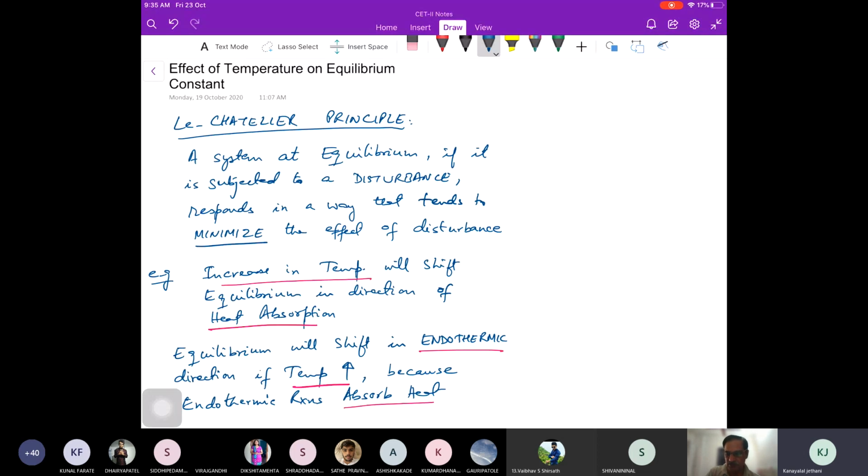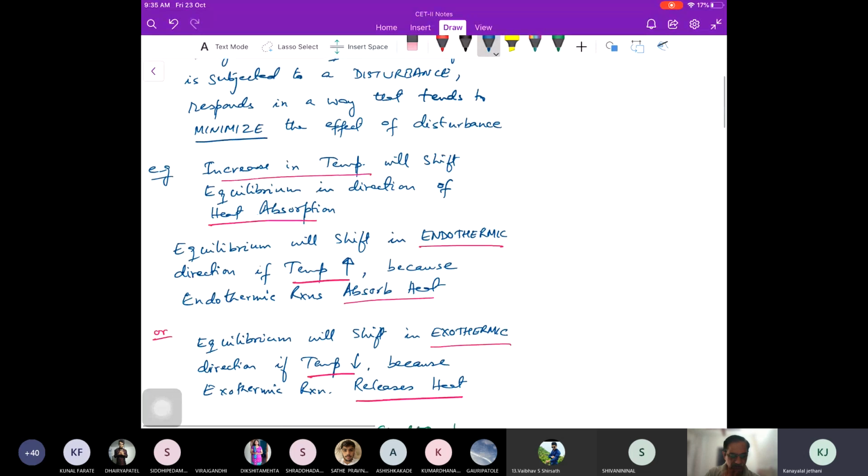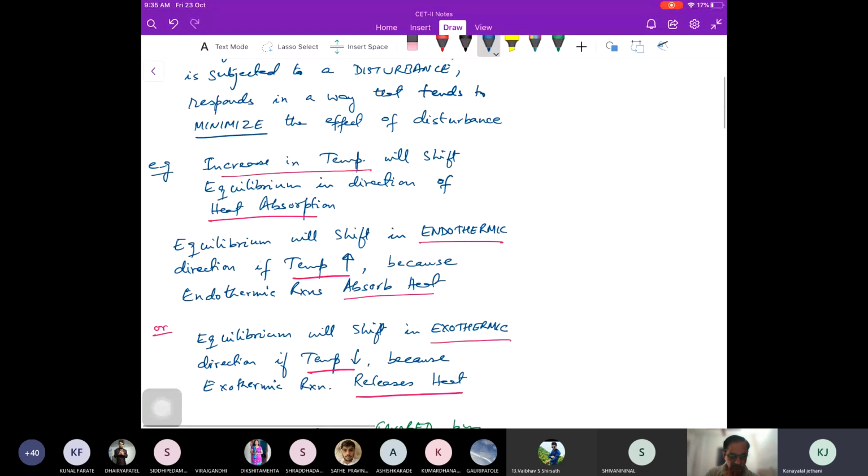Endothermic reaction is the opposite of exothermic, right? That means we need to supply heat, it absorbs heat, right? So we need to supply heat for that reaction to occur. So for example, an increase in temperature will shift the equilibrium in the direction of heat absorption, right? So the equilibrium will shift in the endothermic direction if temperature is increased, because endothermic reactions absorb heat, right?